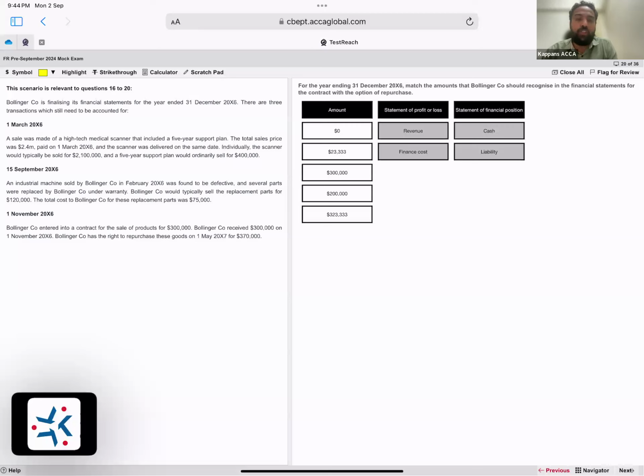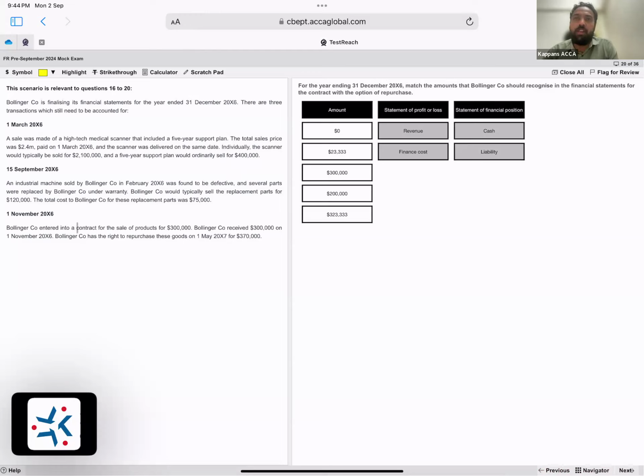Now, the last question, the 20th question, is about repurchase agreement. For the year ended 31st December XX, match the amount that Bollinger should recognize in the financial statement for the contract with option to repurchase. So now let's read the 1st November X6 repurchase agreement.